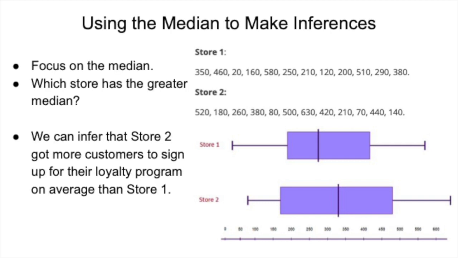Let's focus on the median. Which store has the greater median? Because store 2 has the greater median, we can infer that store 2 got more customers to sign up for their loyalty program on average compared to store 1.